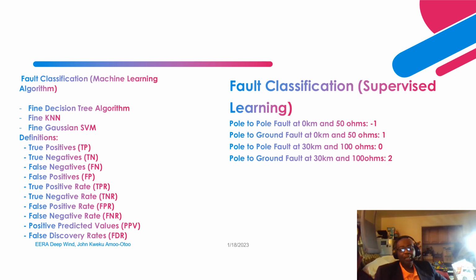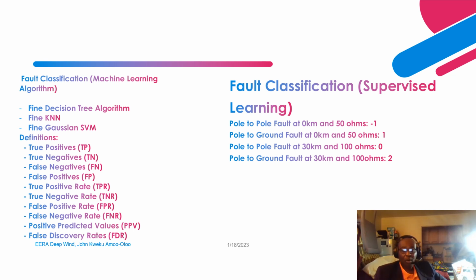Let's take a typical example of a fault classification that I performed. It was four different faults that were pooled together. You have a pole-to-pole fault at 0 kilometers with a fault resistance of 50 ohms, which was assigned a classification feature of -1. Then a pole-to-ground fault at 0 kilometers and 50 ohms was assigned a classification of 1.